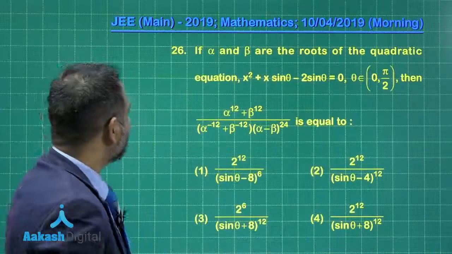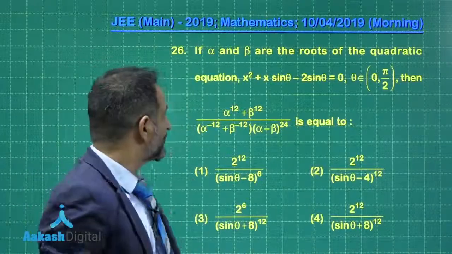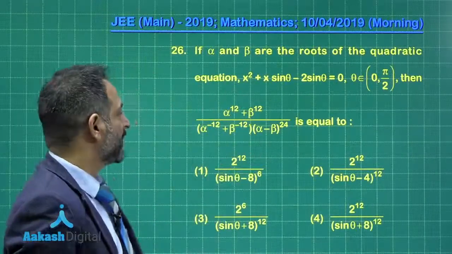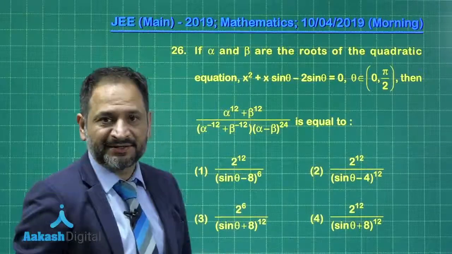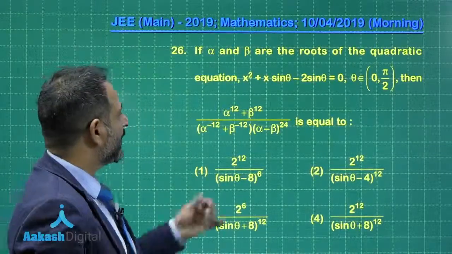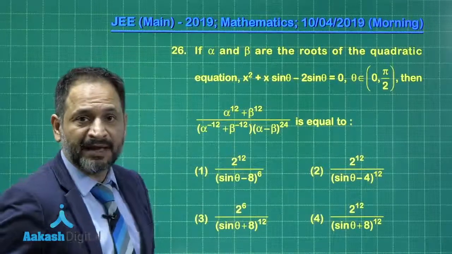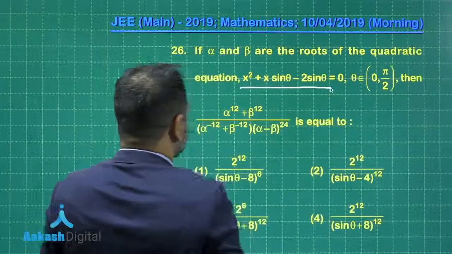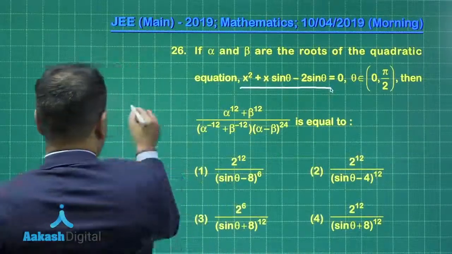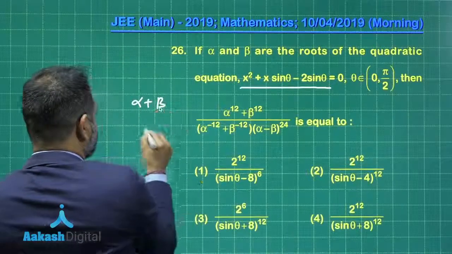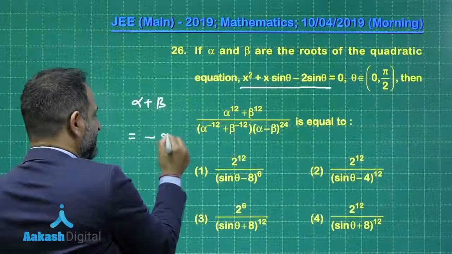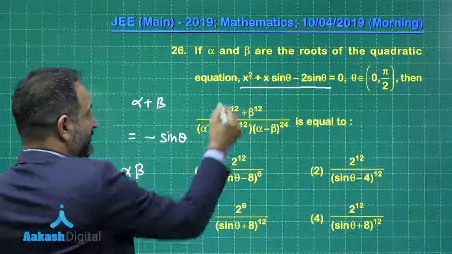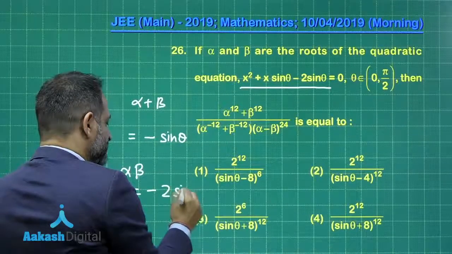Next question is again from algebra. Quadratic equation: alpha and beta are the roots of this equation, and we want to find the value of this expression in terms of theta. Now this expression seems complicated, but it is actually not, and we will be using the concept of sum and product of roots. So this equation is having roots in variable theta. The sum of roots, that is alpha plus beta, is equal to minus sine theta, and the product of roots, that is alpha beta, is minus 2 sine theta.